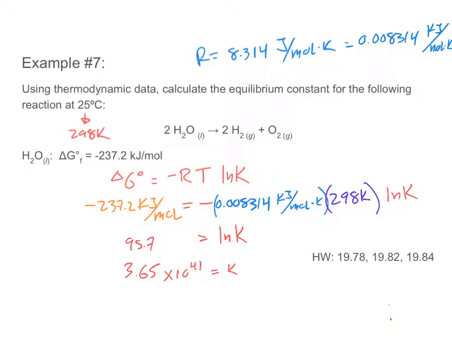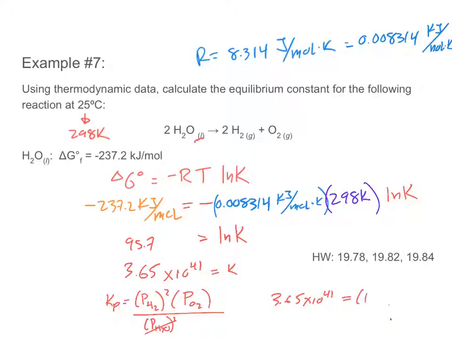Now, the other thing that we could do with this at this particular point in time is we could say Kp is equal to pH2 squared times PO2 over P of H2O squared, but because that's liquid, that won't matter, so we would really say that 3.65 times 10 to the 41 will equal pH2 squared times PO2, and from there we could go ahead and figure out their pressures and so on and so forth, although this is not asking us to do that. Any questions about that?